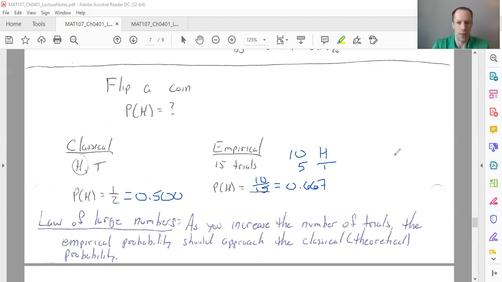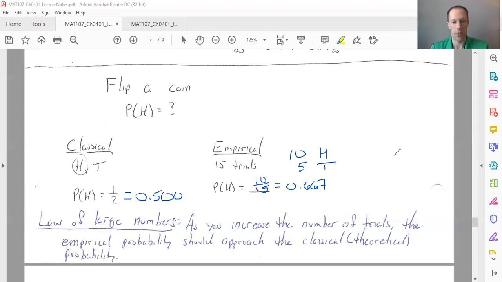Okay, well, this is where the law of large numbers comes into play. The law of large numbers says that as you do the experiment more and more times, the empirical probability should get closer to the classical probability. So 15 times is not very many times. If we were to do this experiment 1,500 times or 15,000 times, then we would expect the empirical probability of getting heads to be a lot closer to 0.5.